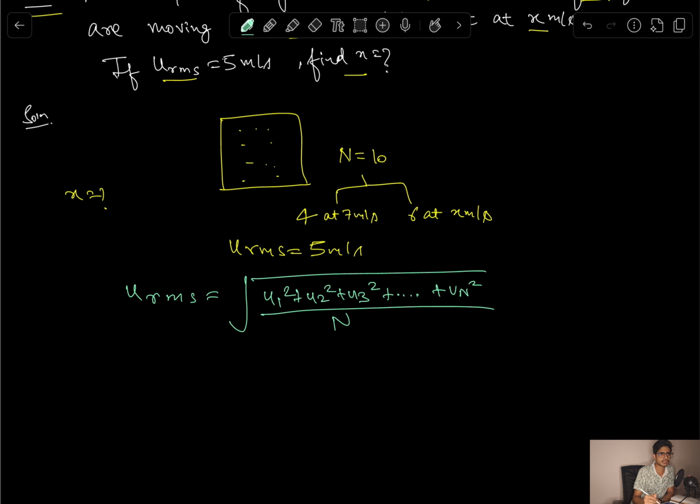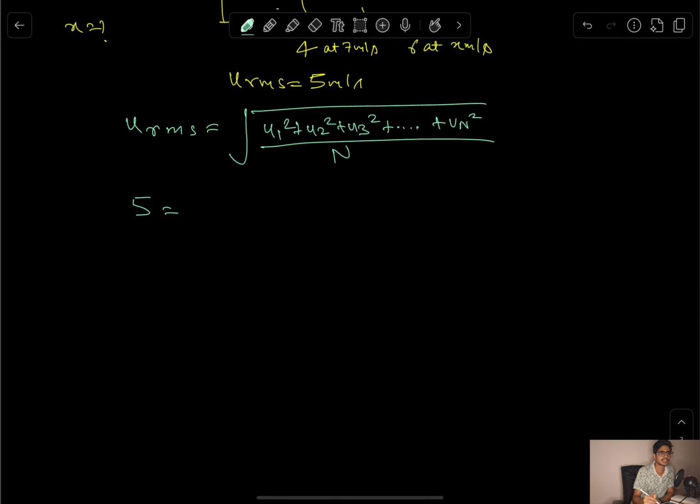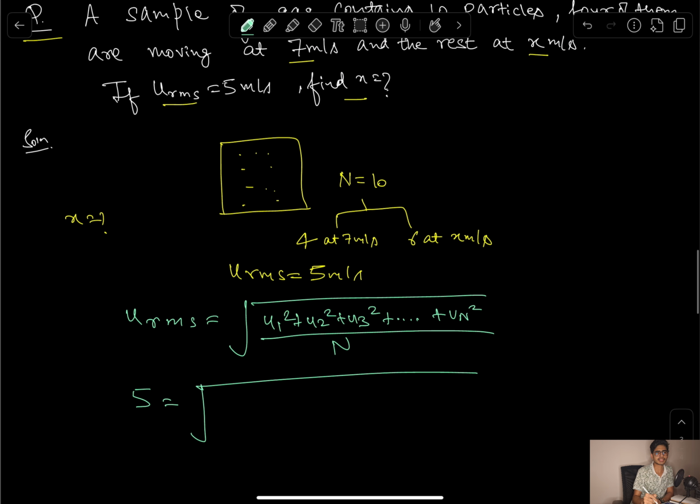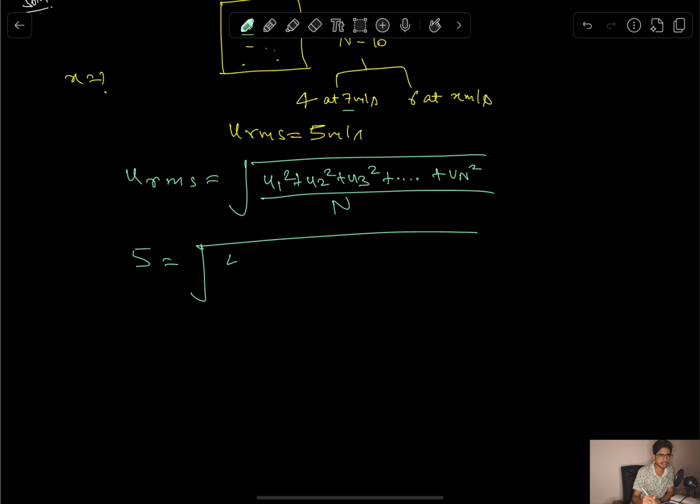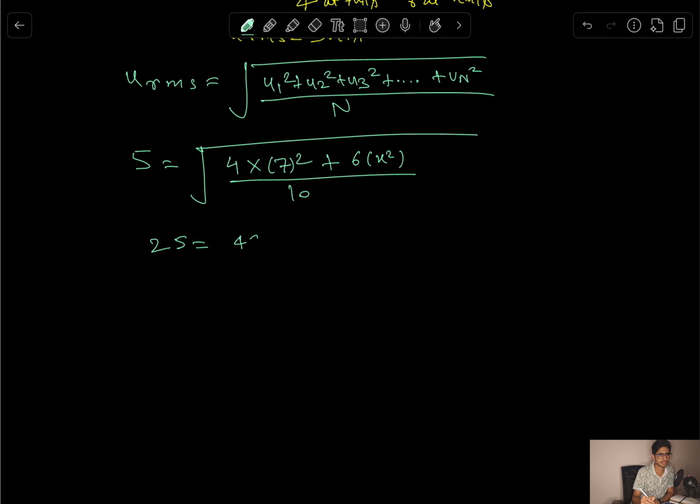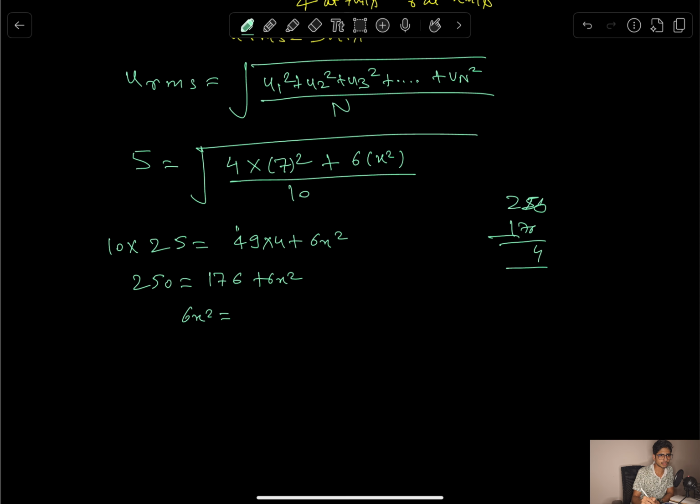So 5 is equal to under root of, here 4 particles are moving at 7 meter per second. So 4 times 7 square plus 6 times x square divided by total number of particles, that is 10. So we'll simply solve this equation. It will come out to be 176 plus 6x square is equal to 250, and solving it here it will come out to be 74. So x square is 37 by 3. X will come out to be under root of 37 by 3 meter per second.